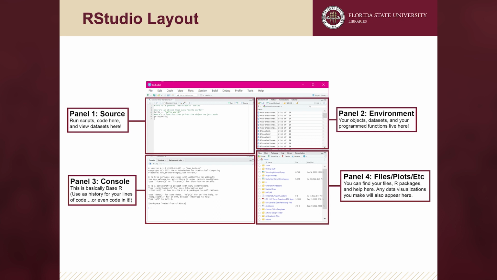Panel 4 is in the bottom right, and this is where you can find files and packages or view graphs. Right above that, panel 2 lets you keep track of objects and data sets, which we'll talk about later in this presentation. And then panel 1 in the top left is where you can run scripts. So we'll go over all these things in this presentation, so don't worry about remembering everything I just said. We'll break it down in an easier way.